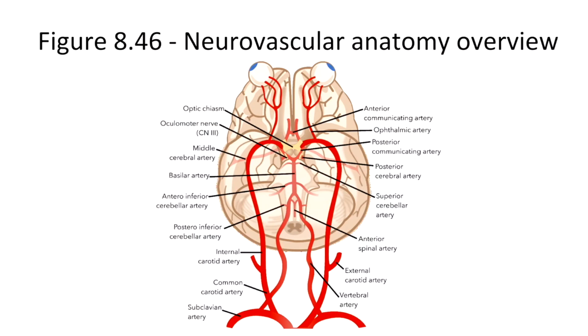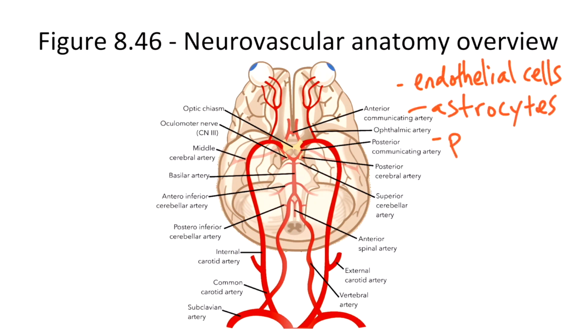Also, before we dive deeper into the anatomy, I'd like to mention that once the vasculature reaches the brain, its composition slightly changes into what's known as the blood-brain barrier. For step 1, you need to know that the blood-brain barrier is composed of three things: the endothelial cells, astrocytes, and pericytes.